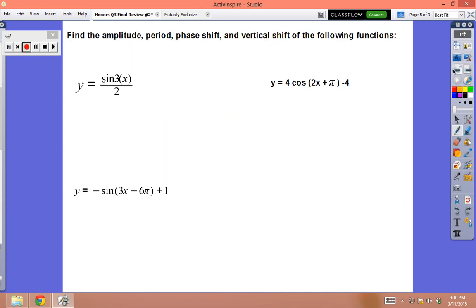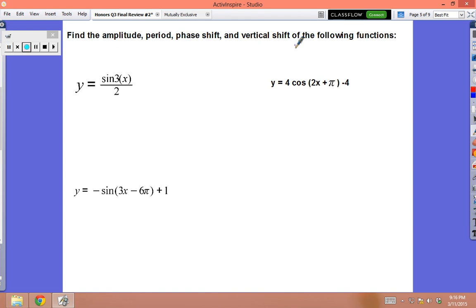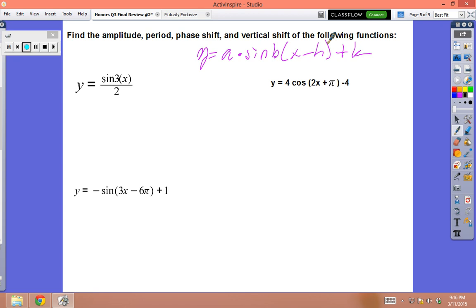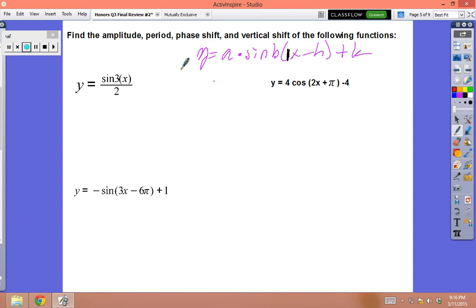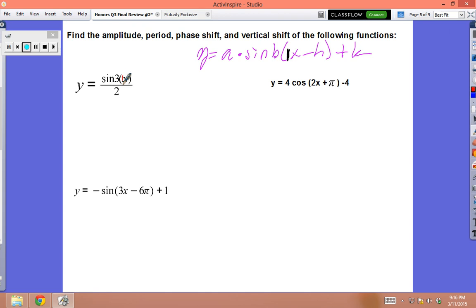Okay, now if we're looking at functions in equation form, can you identify the amplitude, period, phase shift, and vertical shift? So here we go. Y equals A times the sine of B times (X minus H) plus K. Now an important feature is this coefficient of X needs to be 1. So this one is good. The first one is good. But the other two are not good.